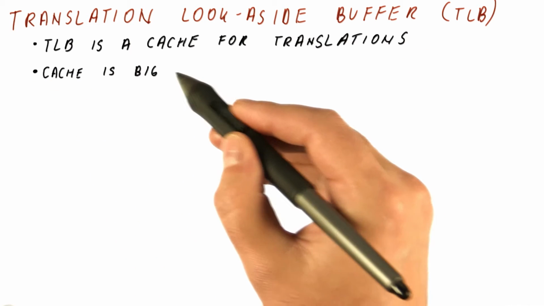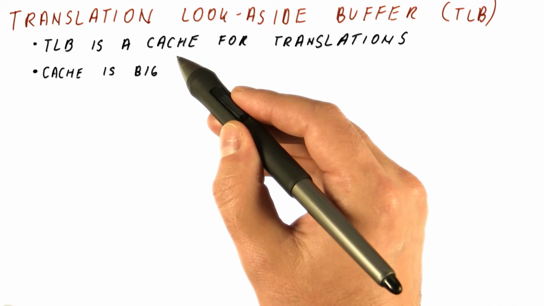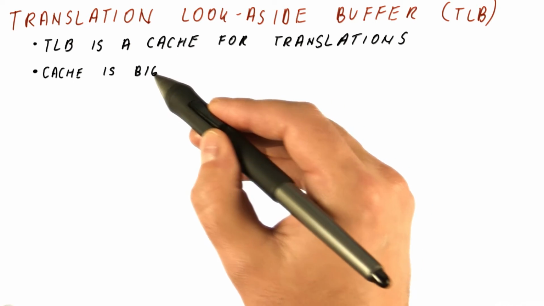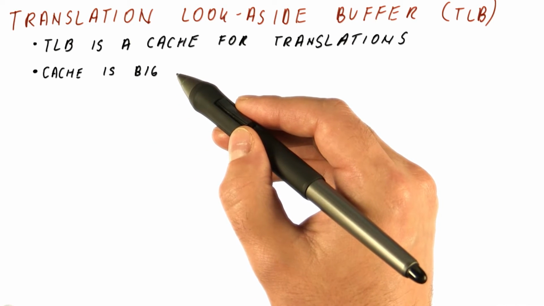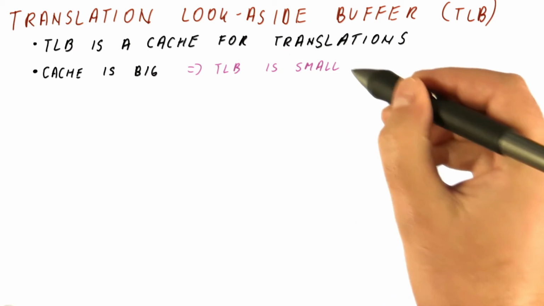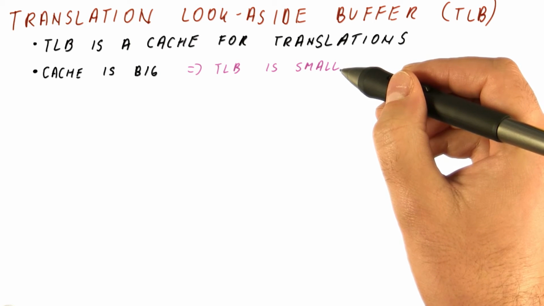Well, first, the cache is relatively big. It could store a lot of translations if we only held translations there, but we don't. Most of the stuff in the cache is data. One translation in the cache covers a whole page worth of data. So the TLB that caches only translations can be extremely small, which means extremely fast.